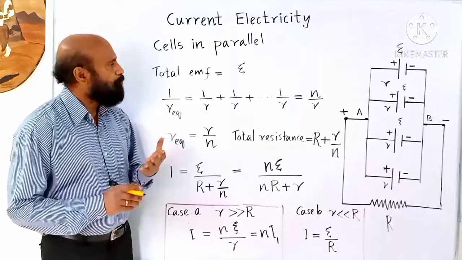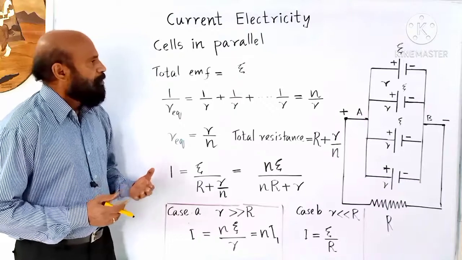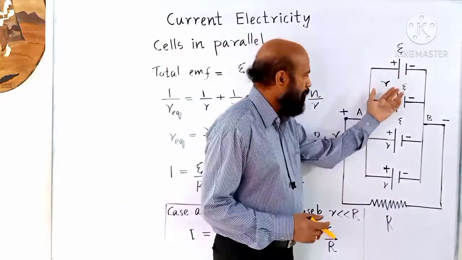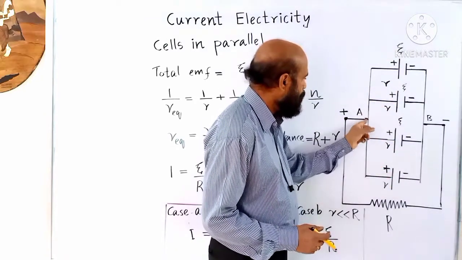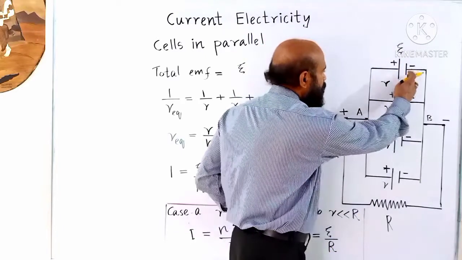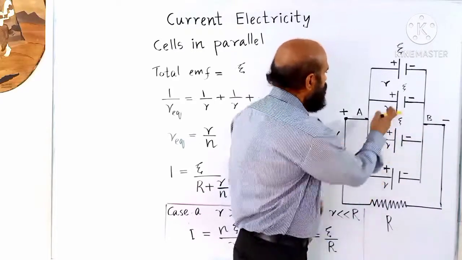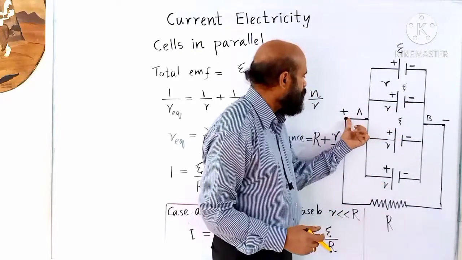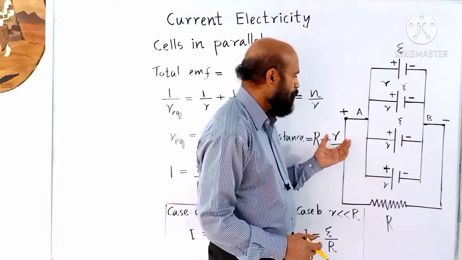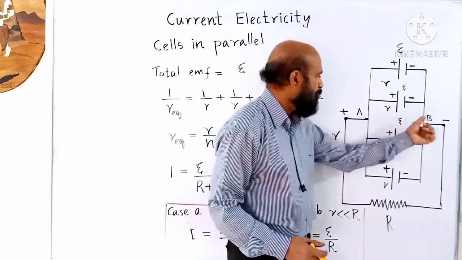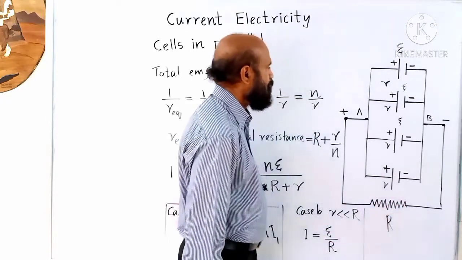In this video, I'm going to explain cells in parallel. When we connect cells in parallel, all the positive terminals of the cells are connected to a point, and all the negative terminals are connected to a point. Then these points will be the positive and negative terminals of the battery. This is a positive terminal of the battery and this is a negative terminal of the battery. Across that, external resistance is connected.